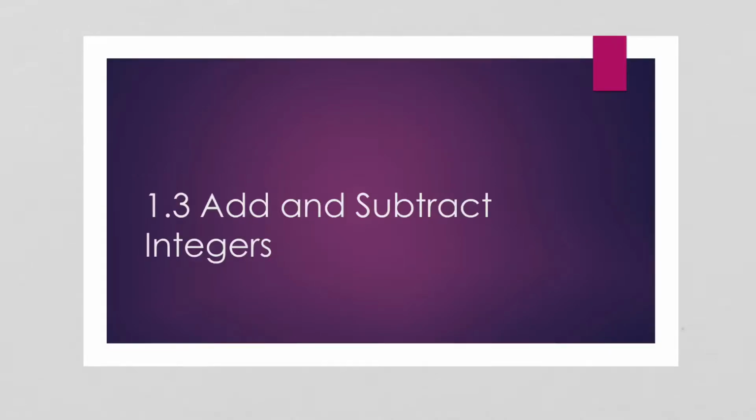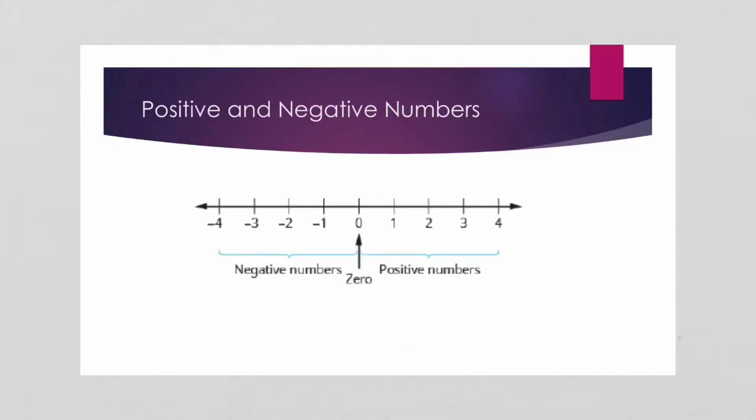Okay, so now we're going to add and subtract integers. So you need to realize what integers are. They are positive and negative whole numbers, and that also includes 0. So the positive numbers on a number line are, of course, on the right. The negative numbers are to the left of 0, and 0, of course, is always in the middle. And 0 is neither positive or negative.